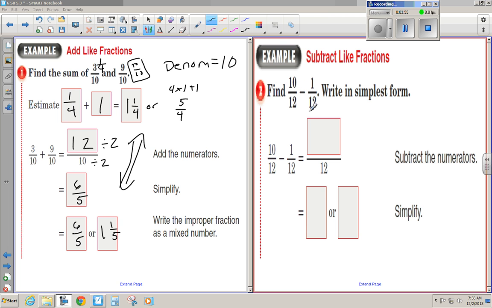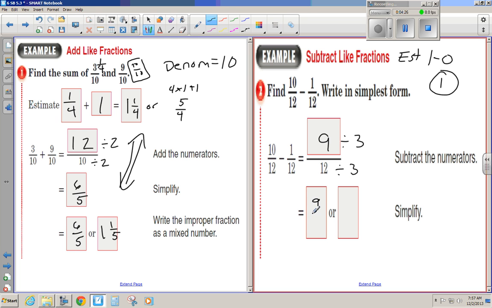This is subtraction. So if we needed to estimate, you're basically saying that 10/12 is approximately 1. 1/12 is basically 0. So our answer should be close to 1. But since we're actually going to do the subtraction, 10 minus 1 is 9. You can simplify both of these by 3. So 9/12 reduces to 3/4, which is decently close to 1.